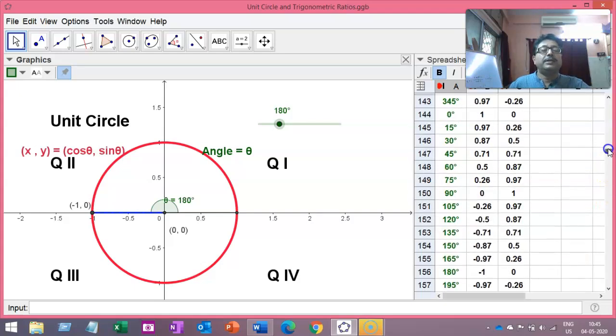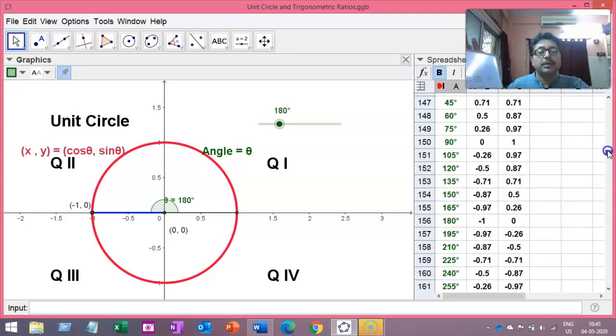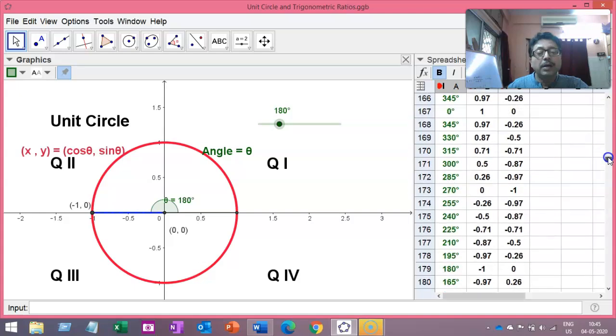Cos 180 degree value will be minus 1. Cos 180 degree equal to minus 1. Sine, this is 179 degree, this one 180 degree. So this will give us cos 180 equal to cos 90 plus 90 minus sine 90, value is minus 1. It is supported by this GeoGebra diagram, which gives you the value minus 1 only.